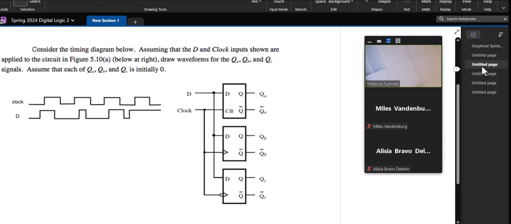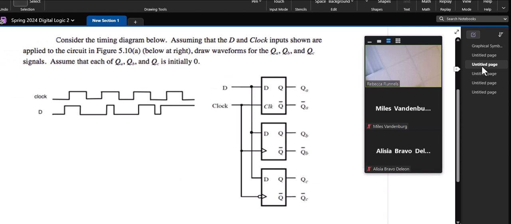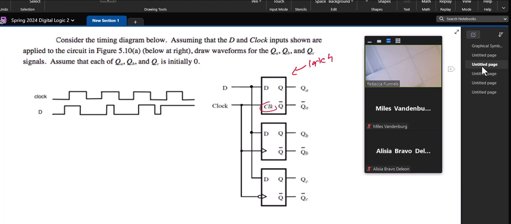Okay, for this next one, we have 3 flip-flops. Well, actually, we have 1 latch and 2 flip-flops. We know this top one is a latch because it just has clock and not a triangle. And so this will be a gated latch. That means it can change as long as the clock is 1. So unlike the flip-flop that can only change once every clock cycle, if the clock is 1, it can change.